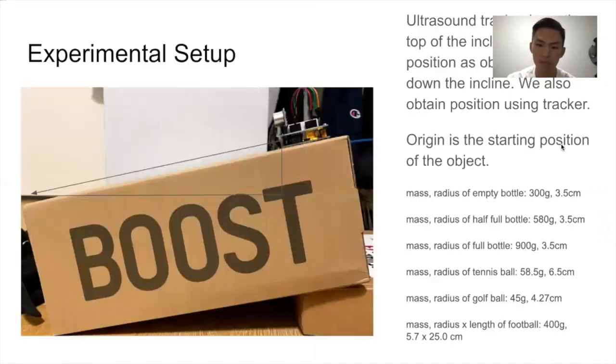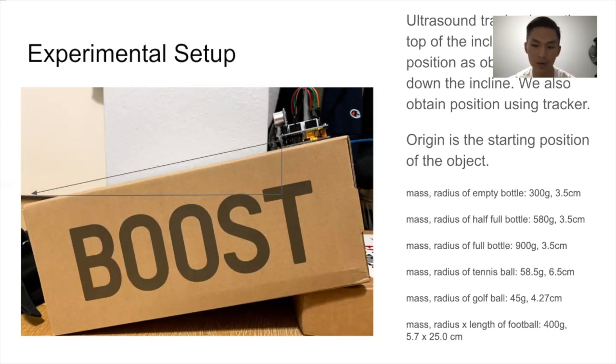Hello, my name is John Lee, and I'll be going over the methods of our experiment. This is our experimental setup. We set up an incline, and on the top of the incline, we place the ultrasonic sensor. Ultimately, we are trying to collect tracker data and ultrasound data. The origin is going to be the starting position of the object.